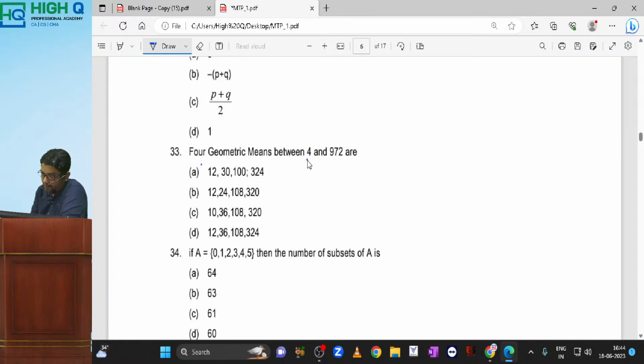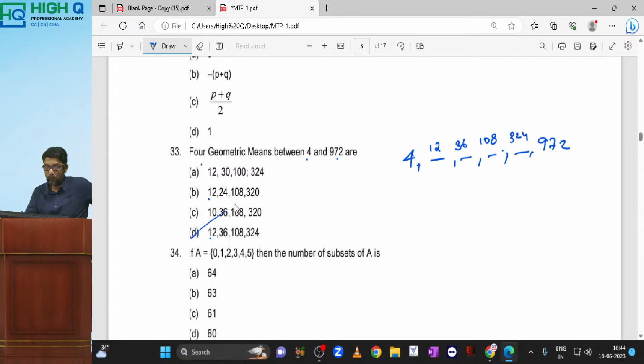4 geometric means between 4, 9 and 972. 4, 1, 2, 3, 4, 972. Now, let me check. 4 3s are 12. 12 3s are 36. 36 3s are 108. 108 3s are 324. 324 3s are 972. Only option D satisfying.